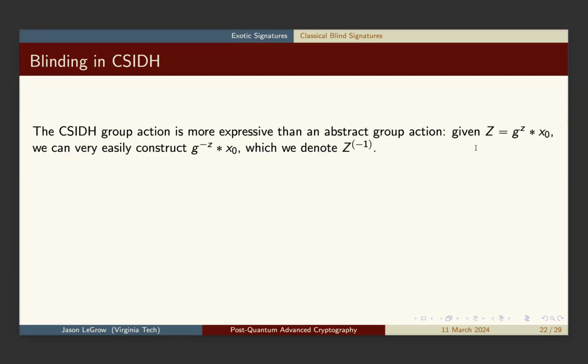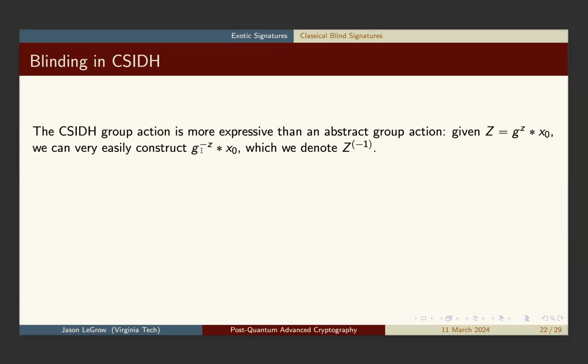So the commitments and the public keys will look like this. There'll be g to the power of z acting on x naught for some secret key little z, right? That's what the commitments and the public keys look like in the protocol that I showed you. It turns out what we can do is construct g to the power of minus z acting on x naught, where I'm able to negate the exponent. It turns out this computation is easy. It's super easy in the Seaside setting.